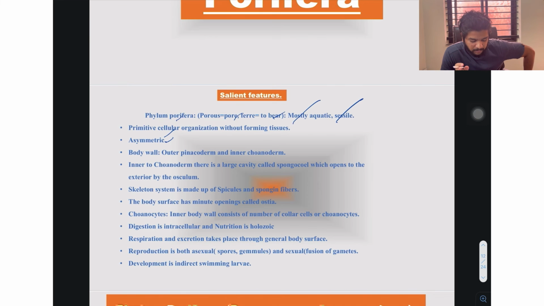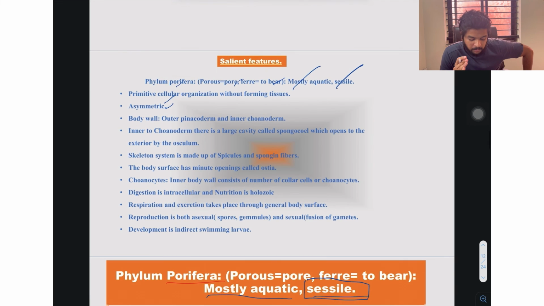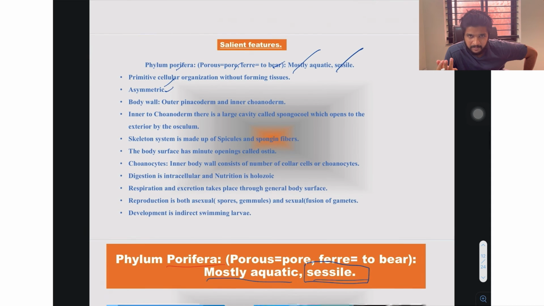The body wall is made up of three layers: outer layer, inner layer, and a middle layer. The inner choanoderm has a number of choanocytes, and the choanocytes have a number of flagella and cilia, which continuously vibrate so that a suction pressure is created and water enters from outside to the inside. The skeletal system is made up of spicules and spongin fibers. The body surface has minute pores, called ostia.